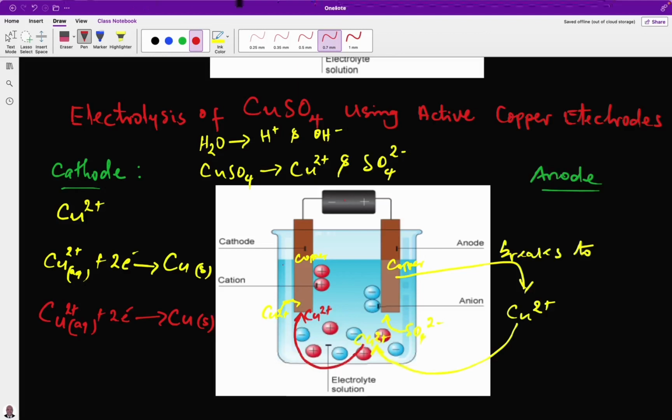The copper ion, while in the solution, will be attracted towards the cathode. And when they are attracted towards the cathode, the copper ion will get electrons and be reduced to copper solid. So sulfate will have no use when we are using copper active electrodes.